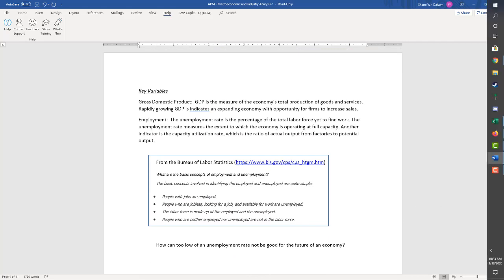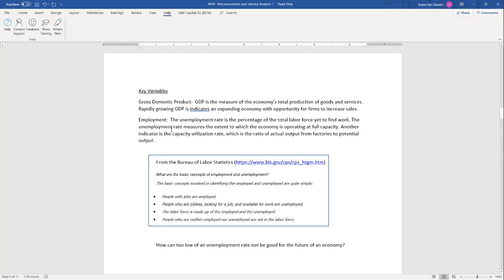So some key variables. The gross domestic product is a measure of the economy's total production of goods and services. A rapidly growing GDP indicates an expanding economy with opportunity for firms to increase sales. Another key variable is employment. The unemployment rate is the percentage of the total labor force yet to find work. The unemployment rate measures the extent to which the economy is operating at full capacity. Another indicator is the capacity utilization rate, which is the ratio of actual output from factories to potential output.